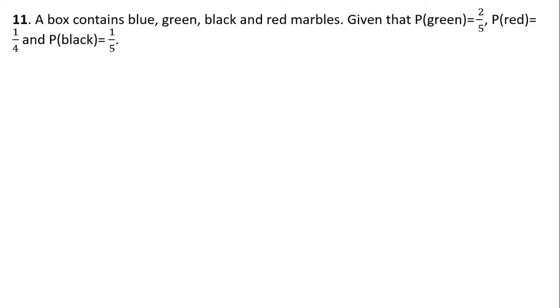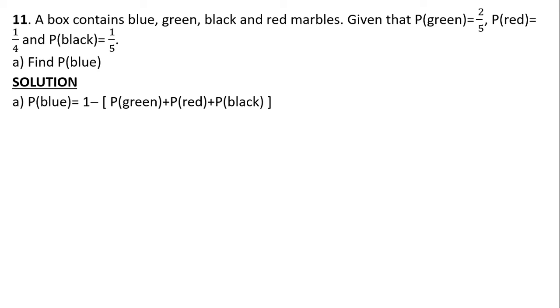We have question 11. A box contains blue, green, black, and red marbles. Given that probability green is equal to 2 over 5, probability red is equal to 1 over 4, and probability black is equal to 1 over 5. But we've not been given the probability for blue. So the question is saying find probability blue.